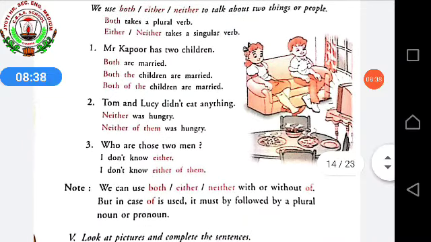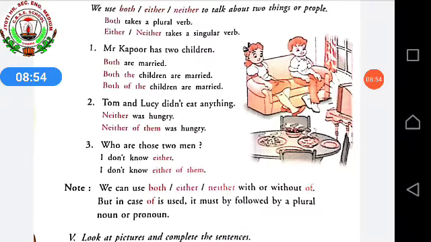Who are those 2 men? I don't know either. I don't know either of them. So, either of them means any one of them. I don't know any one of them, that is, who those 2 men are.